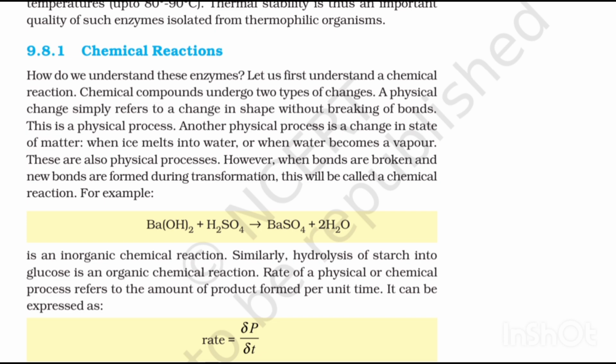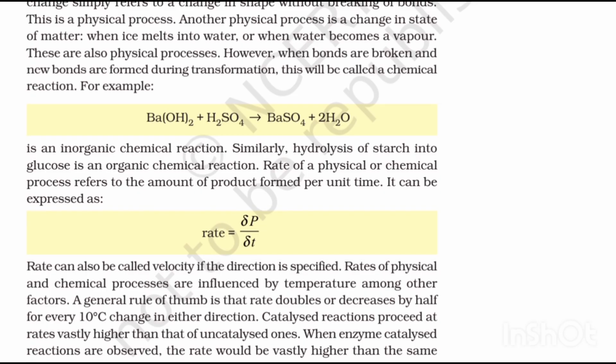Rate of a physical or chemical process refers to the amount of product formed per unit time. It can be expressed as rate is equal to delta P divided by delta t or dP divided by dt. Rate can also be called velocity if the direction is specified. Rates of physical and chemical processes are influenced by temperature among other factors.